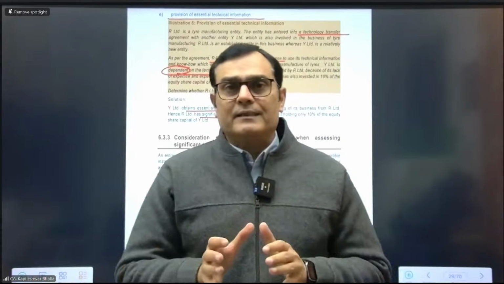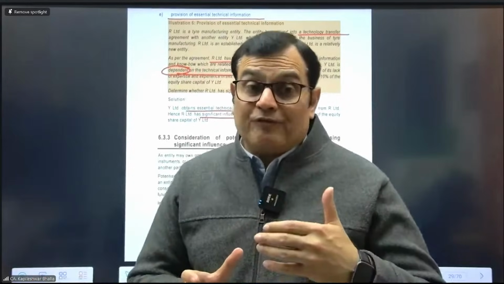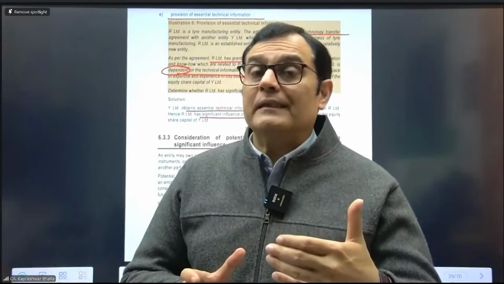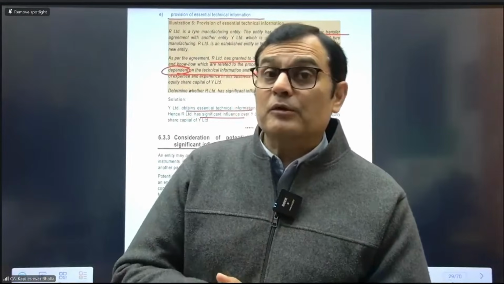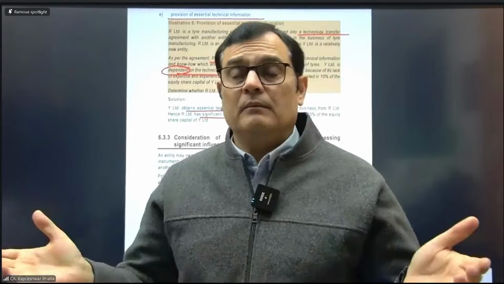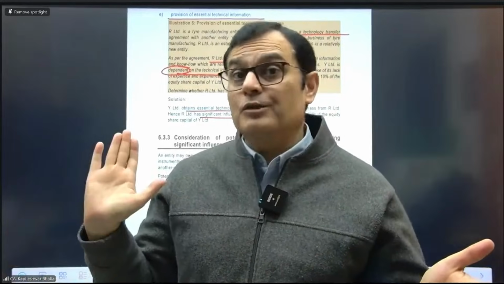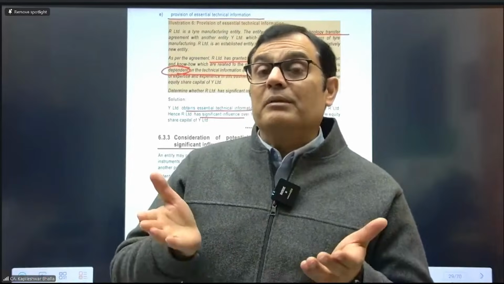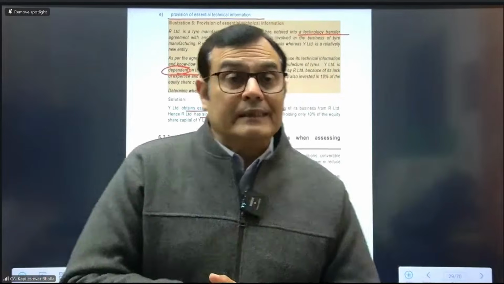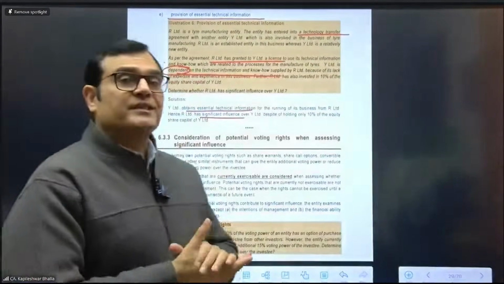So once you look at the cases, you look at the facts of the case, you apply the judgment, and then accordingly you lead to a conclusion that yes, there is more than 20% voting power, but still no significant influence. Illustration 1. There is less than 20% voting power, but still there is a significant influence. The illustration number 2 to illustration 6.